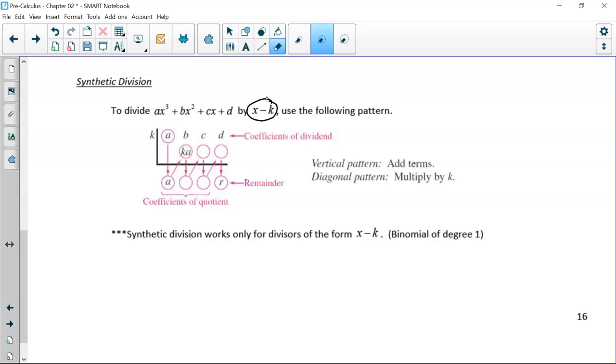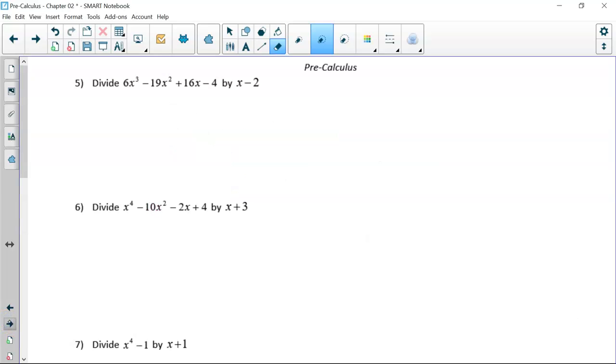Now synthetic division, you can see, and we're going to go to an example because it's going to make a little bit more sense. With synthetic division, we're dividing by x minus 2, a binomial of degree 1. So we're going to sketch what I call a box, even though it's more like an L. On the outside, we set x minus 2 equals 0, and we get x equals 2. 2 goes on the outside. On the inside go our coefficients in standard form, largest degree to lowest degree. So we have a coefficient of 6, a negative 19, a 16, and a negative 4.